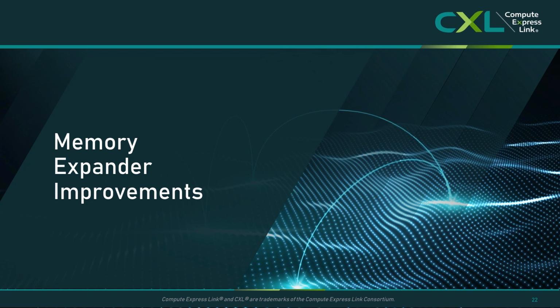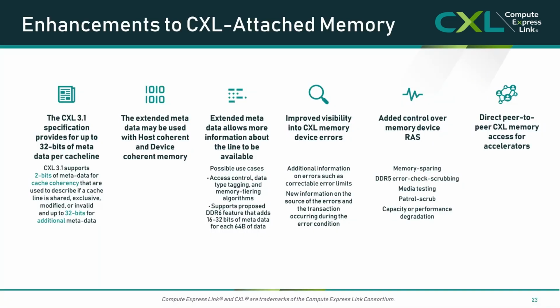So last topic is memory expander improvements. For 3.1, we added this extension to provide 32 bits of metadata per cache line. The spec originally defined 2 bits of metadata that could be used for non-coherent memory. It can be host-specific use, or for coherent memory, it defines a coherent state. So that eliminates the ability for coherent memory. The host now uses those bits for coherence definition. They can't be used for host-specific means.